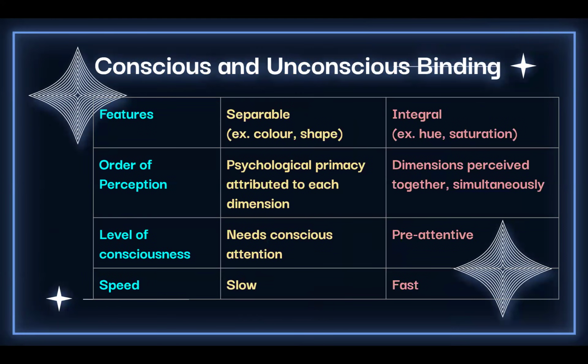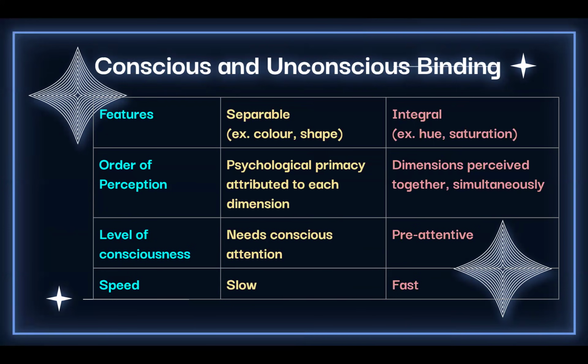Modern research shows there is also more than one type of binding process. First, there are separable and integral features. Ones like color and shape are separable, and they're each given psychological primacy. That is, they are first perceived separately and then synthesized together in perception through binding. And this requires conscious attention, and this is why it happens slower.